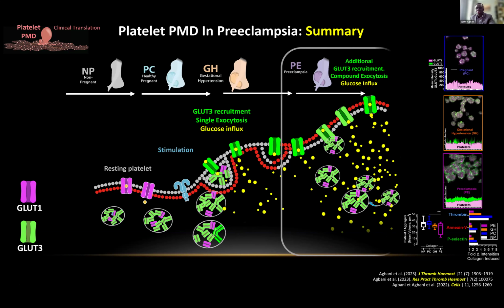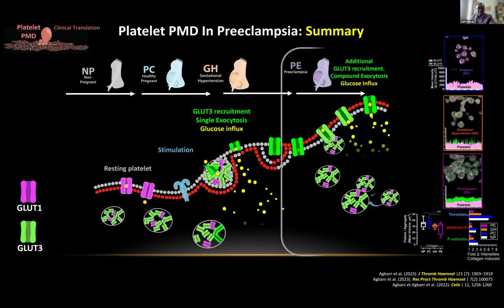Now, when you expose these platelets to collagen, for example, during cesarean section, you will see here that the response of the preeclamptic platelets is significantly diminished. And we think this is contributing to the increased bleeding that we see in preeclampsia patients.